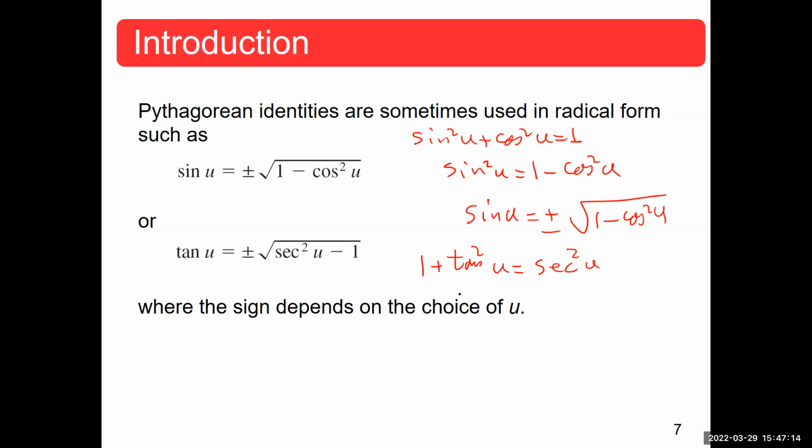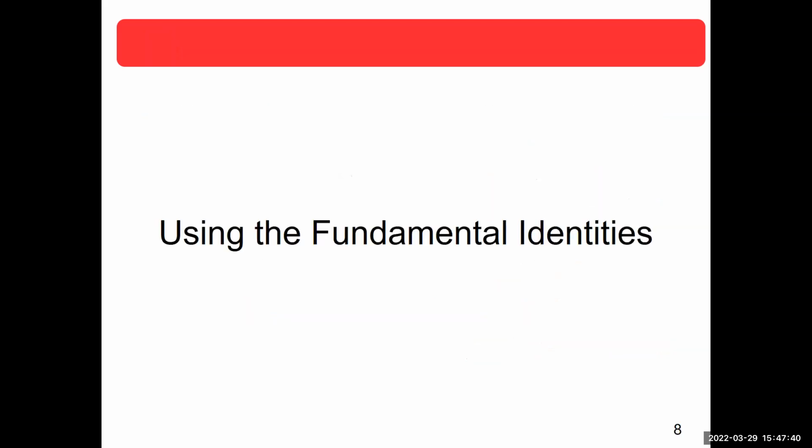So if I say tangent square u equals secant square of u minus 1, then tangent of u equal positive negative square root of secant square u minus 1. So this is nothing new. This is from the previous ones. Using fundamental identity, how do we use them? That's the key.